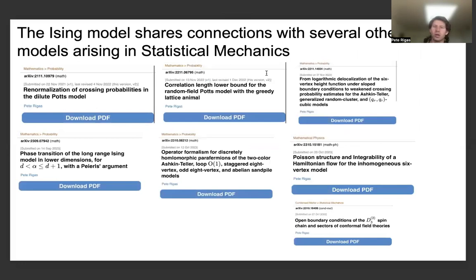And so the Ising model, it shows connections with several other models arising from statistical mechanics. And this is just to reiterate some of the previous examples and characteristics of the model that we can have in mind. For example, from the logarithmic delocalization paper for the six-vertex height function, we established some type of continuity and look at different perspectives of an argument for crossing probabilities in Russell-Seymour-Welch, which was originally developed by Duminil-Copin, Kozlowski, Krachun, Manolescu, and Oulamara.